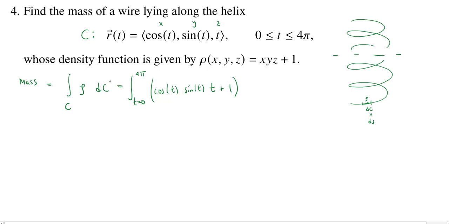And now we need the dc. So the dc, that's given by the square root of x prime of t squared plus y prime of t squared plus z prime of t squared, and then times dt. Okay, so this is just coming from the Pythagorean theorem, essentially. In our case, the derivative of x, we're talking about the x component of the curve, right? That's what we actually care about, right?